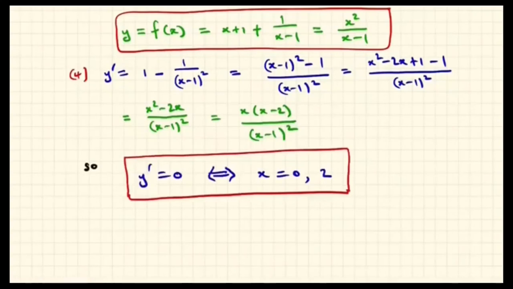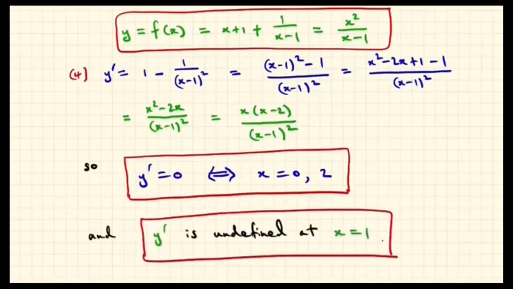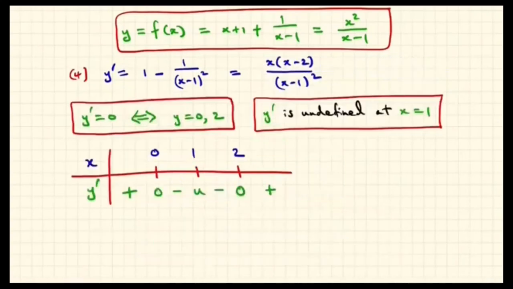We can now build a sign diagram for the first derivative, which produces the pattern of signs plus, minus, minus, plus as we move from left to right past the important points for x, producing the pattern increasing, decreasing, decreasing again, and increasing, with a maximum at x equals 0 and a minimum at x equals 2.